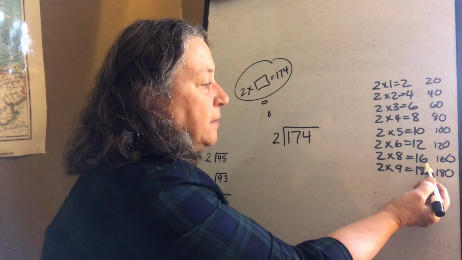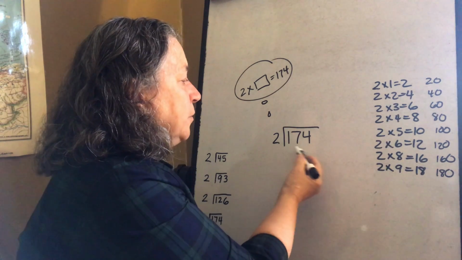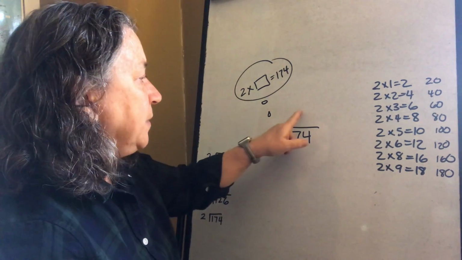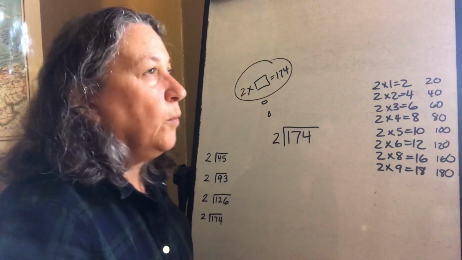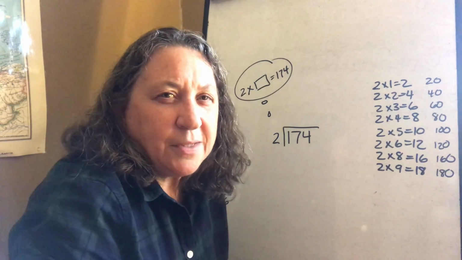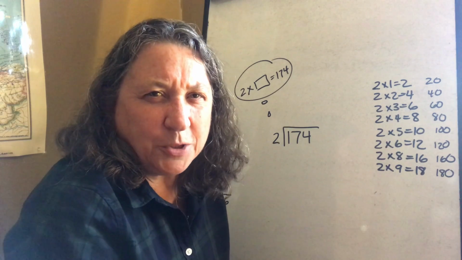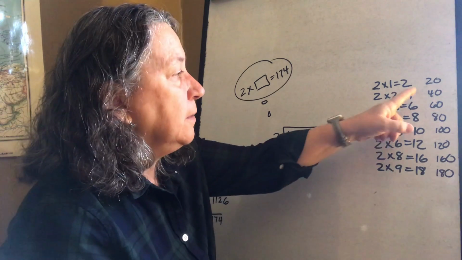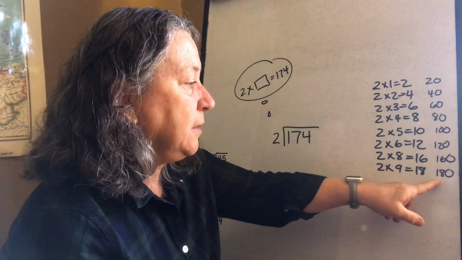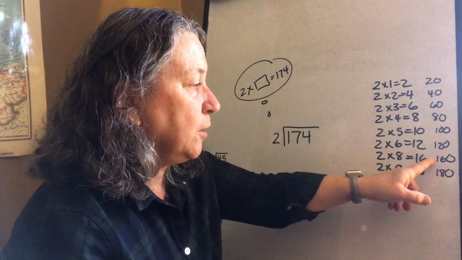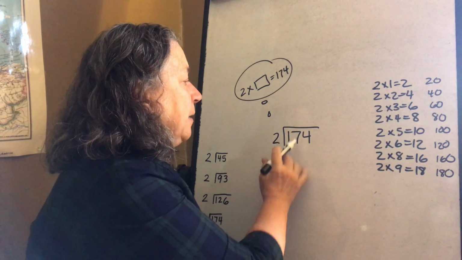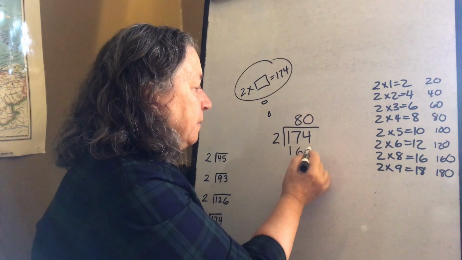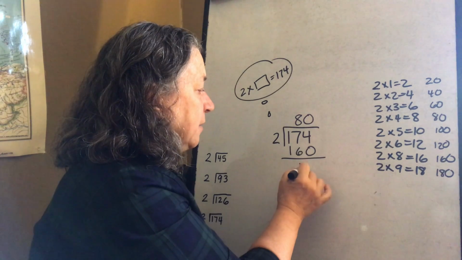2 times 8 is 16, so 2 times 80 is 160. When I was your age, that's what I struggled with the most. How do you find the number? How do you know which one to use? So we think about our multiples of 10 and we find the numbers 160 and 180, and we say, well, this is the closest. 2 times 80 is 160. And then we subtract.